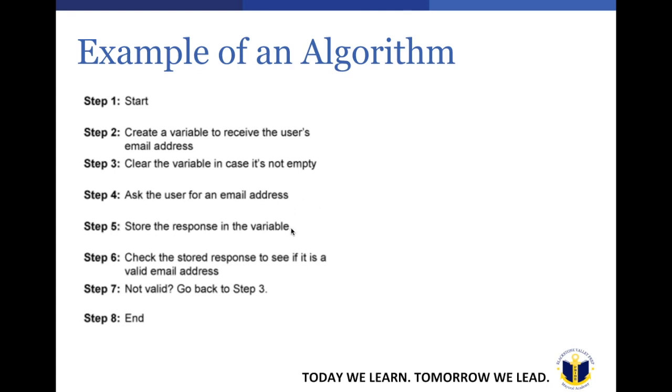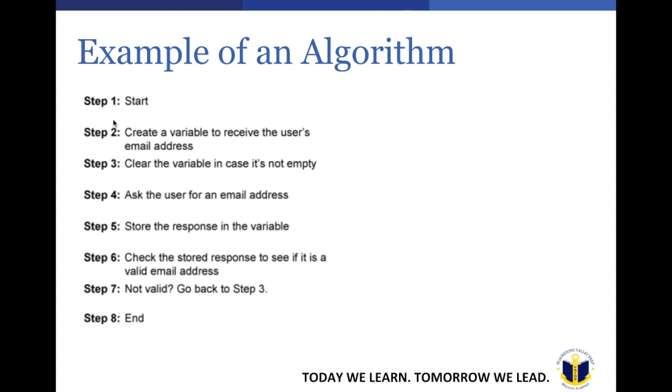We're going to store the response in that variable, and then we're going to check that the stored response is an actual email address. If it's not an actual email address, we'll send it back to number 3. We'll clear the variable. We'll ask again for their email address, so just making sure it's a real email. And then if it is valid, we'll skip this step and go straight to step 8, which is the end. And this is very, very complex, and don't really actually worry about what these things like variables are.